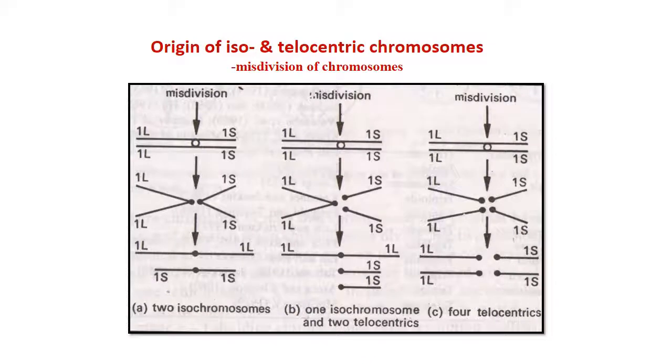Origin of iso and telocentric chromosomes. When misdivision happens, the left arm and the right one will misdivide, and that division will lead to the integration of left and different chromosomes into one. That will give rise to isochromosomes, or two telocentric, one isochromosome, and four telocentric chromosomes.